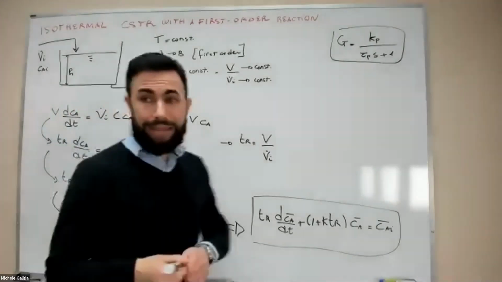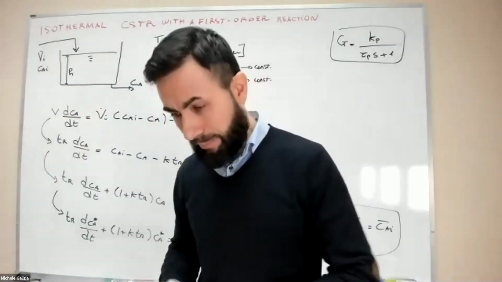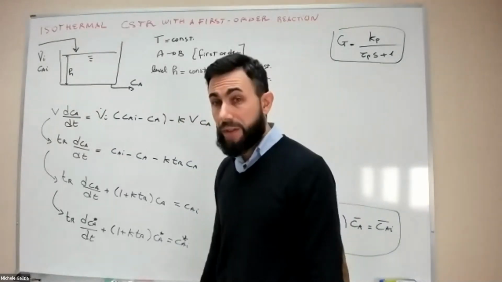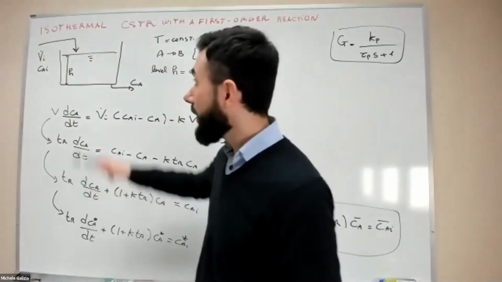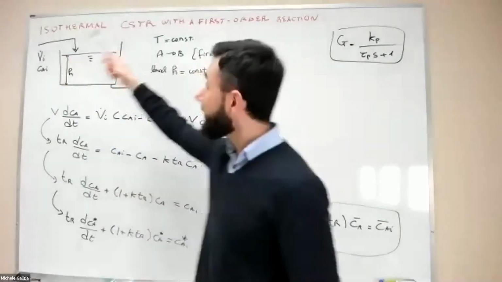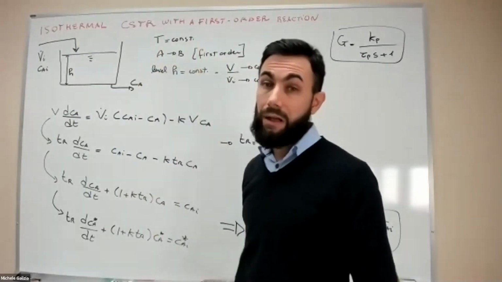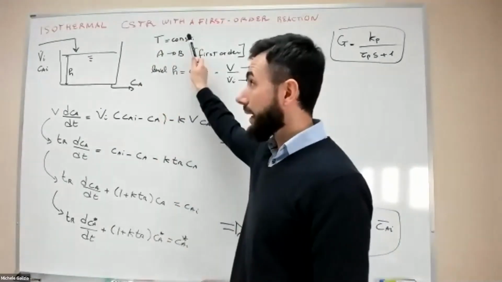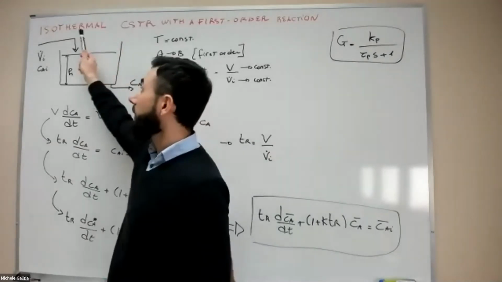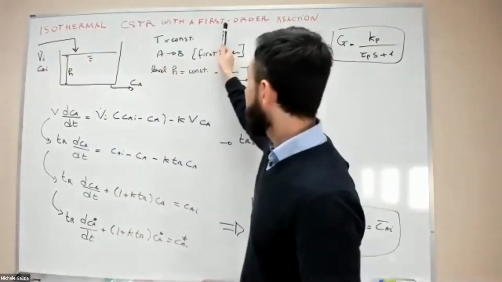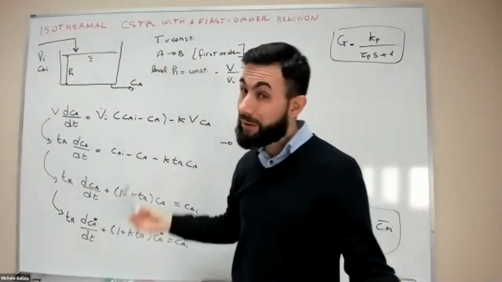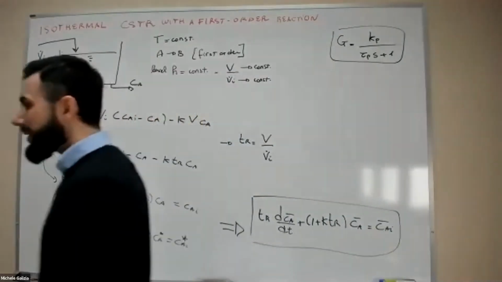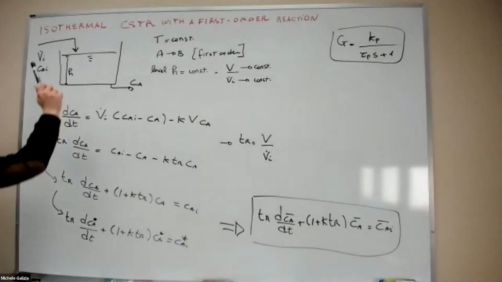Okay, so let's continue and let's see some other examples of first order systems. As I mentioned the last time, an isothermal CSTR with a first order reaction is a first order system. Just in this case, if the CSTR is not isothermal or the reaction is not first order, it is not a first order system. So let's consider the classical situation.